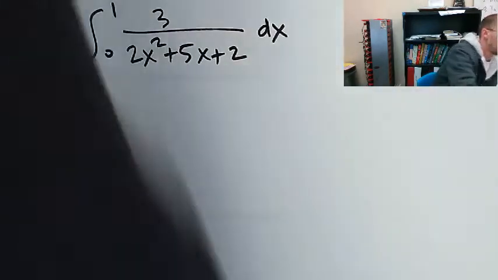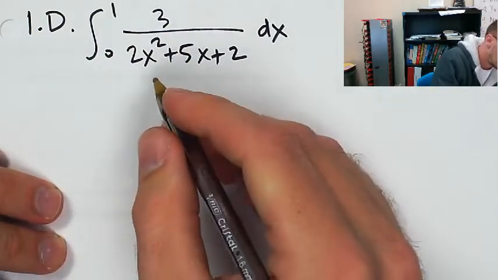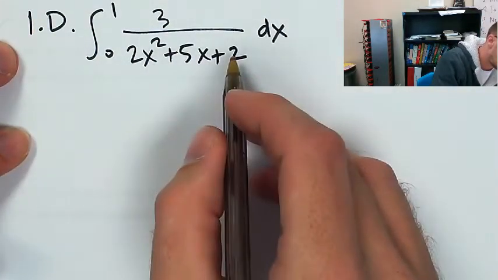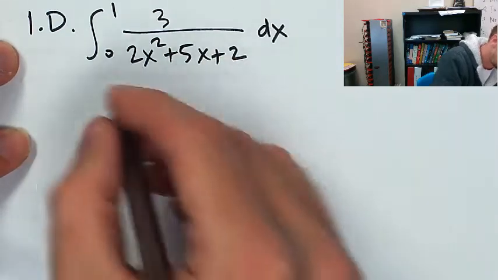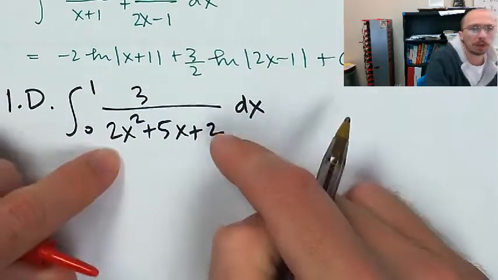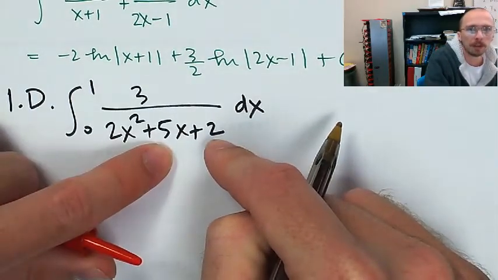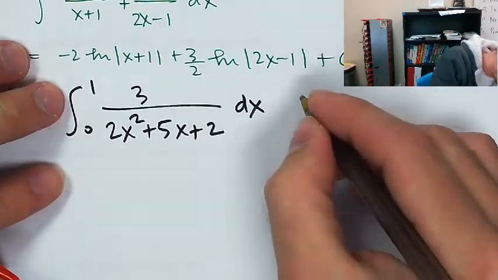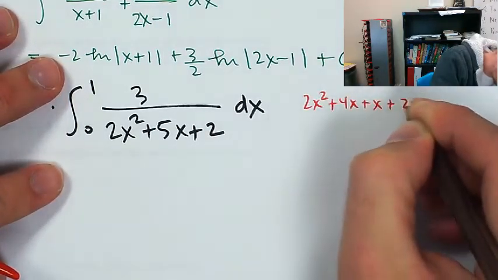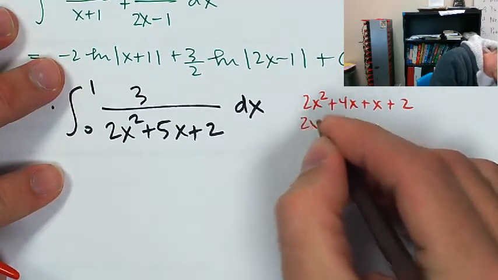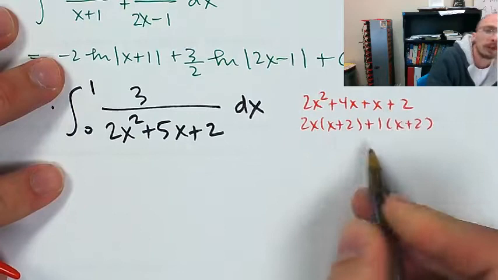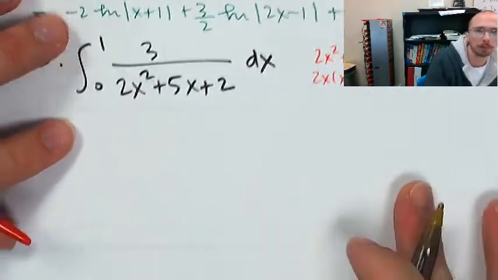Now let's break this down. That's going to be 2x plus 1 times x plus 2. And if you needed to see why that was the case, multiply to 4, add to 5, that's 4 and 1. So 2x squared, 4x, another x, and 2. That's 2x times x plus 2 plus 1 times x plus 2. So I know I have x plus 2 and 2x plus 1.